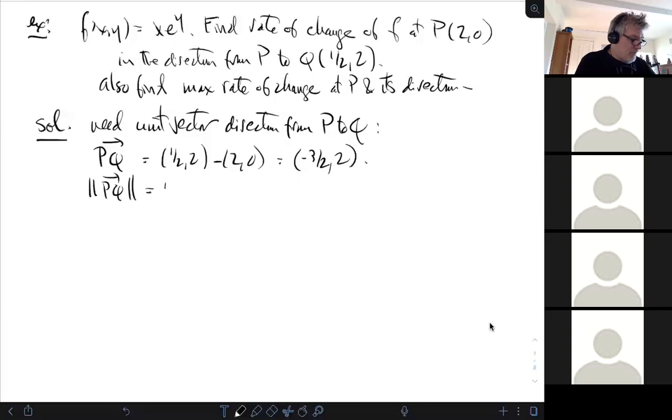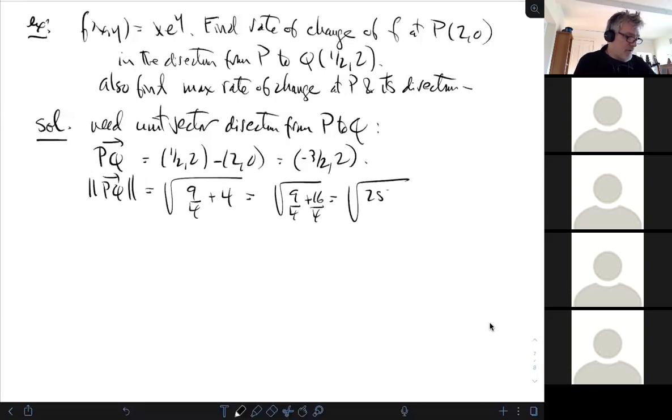What's the length of PQ? Square root of 9/4 plus 4, which is square root of 9/4 plus 16/4, square root of 25/4. Ooh, look at that. Amazing coincidence. That's 5/2.